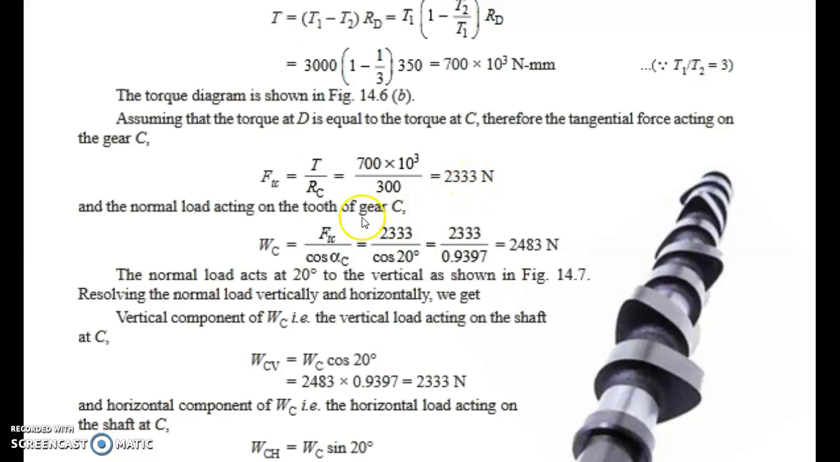2333. Now the normal force acting on the gear. The normal force we can calculate using this equation. WC is equal to FTC divided by cos alpha C. Alpha is given as 20 degrees. So if we substitute this value, we will get that equal to 2483 Newton.